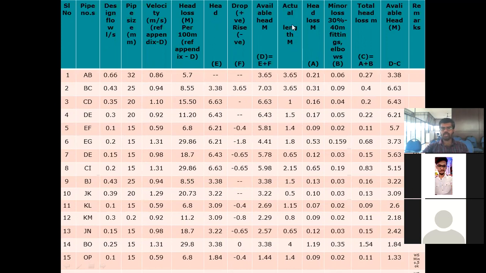So the actual length is 3.65. Head loss is equal to, you got 0.21, Kranti? 0.208, sir. Okay, 0.21. So what about Shakal? The equation I will say: actual length into head loss per 1000. You multiply this actual length into this head loss per 1000.